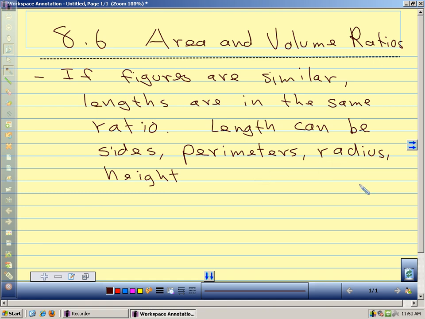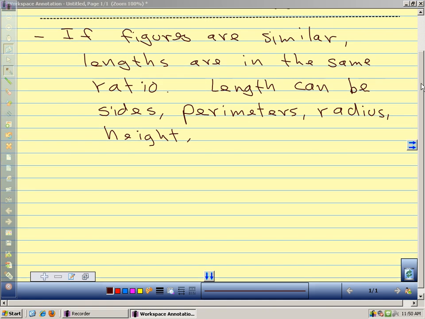So that can be side, perimeter, radius, height. It could be the length of a diagonal. It could be a median that we talked about the other day. It could be an altitude. Any of those things that are measures of lengths are going to have the same ratio. What we're interested in today is the area and volume ratios. So let's talk about the area ratio first.